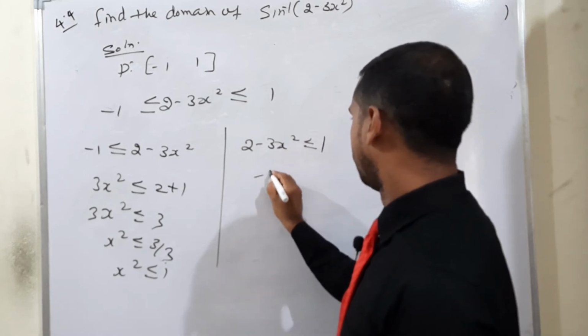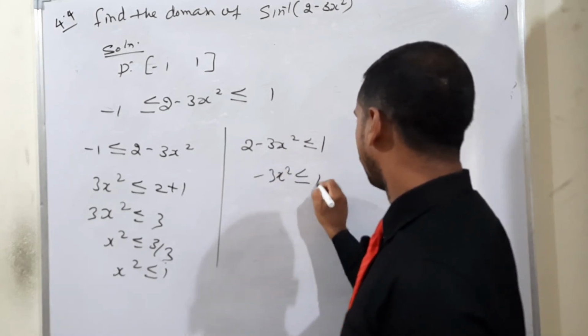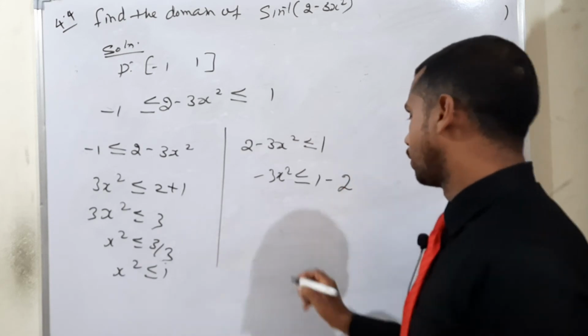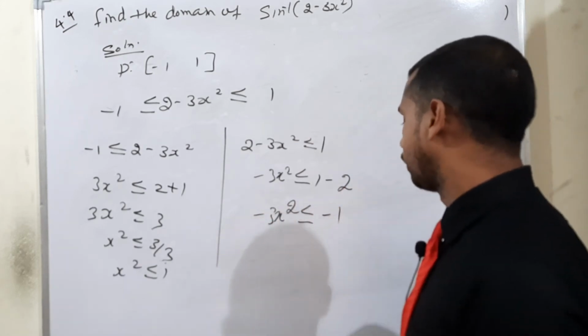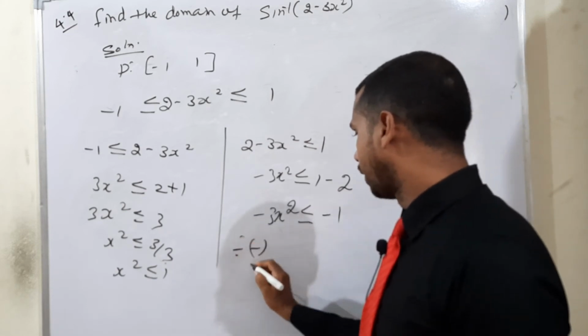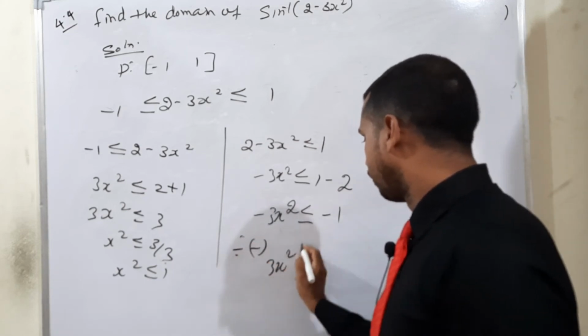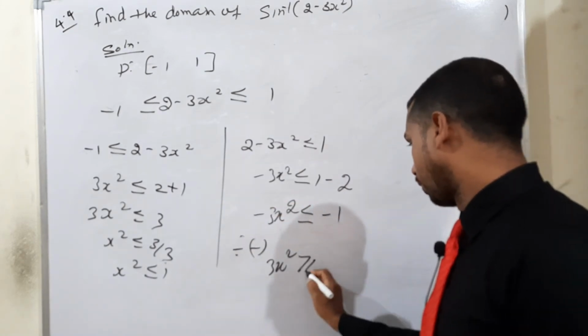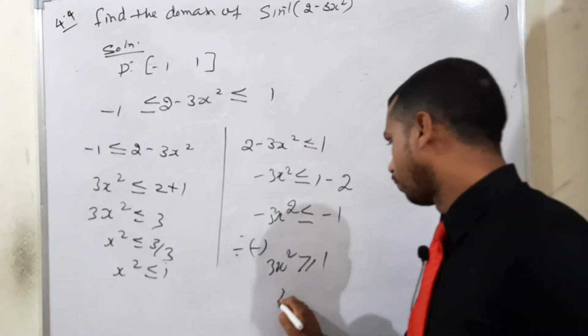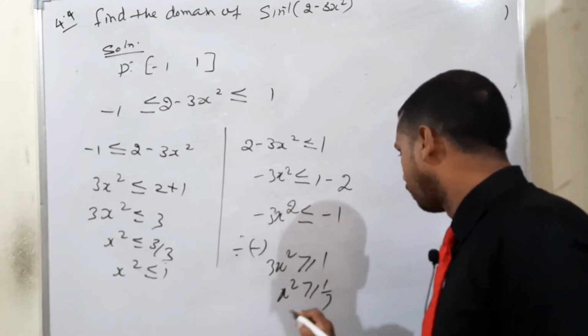So minus 3x square as it is, plus 2 bring to the opposite side means minus 2. Again, minus 3x square less than or equal to 1 minus 2, which means minus 1. The whole term divided by minus, what will happen? Definitely the inequality symbol changes to greater than or equal to positive 1. Therefore x square greater than or equal to 1 by 3.